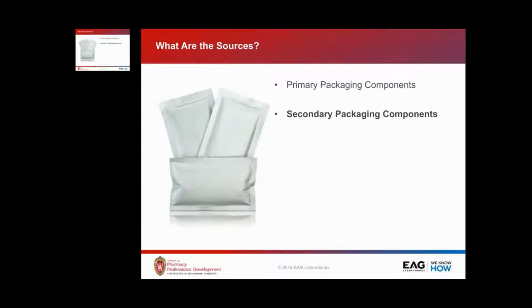The second thing, from a secondary packaging component standpoint, is that we have to worry about labels. Labeling can be applied to primary packaging components. It can be applied to secondary packaging components. The challenge with labels is that, of course, you have glue and inks. Glues are almost by nature volatile. Inks have several volatile components within them.